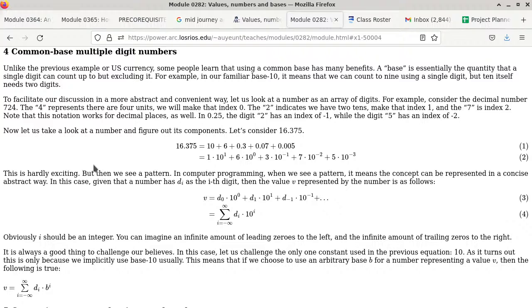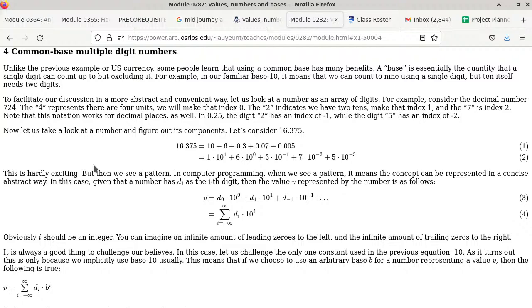All right, so we're going to start with section 4, which starts off with something that you should know already. We have a base 10 number, 16.375, or 16 3/8, because 3/8 is also 0.375. I break that number up into its components. So I say 16.375 is the same thing as 10 plus 6 plus 0.3 plus 0.07 plus 0.005.